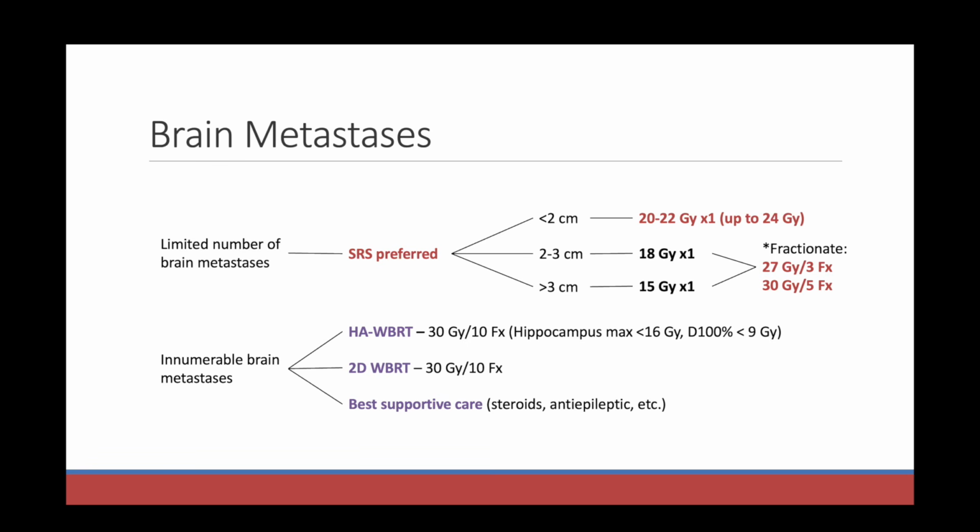If they have lesions that are in the hippocampal avoidance zone, then just a 2D whole brain plan to 30 gray in 10 fractions is an option. And if they're very poor performance status, then best supportive care is also an option, where we just give things like steroids, anti-epileptics, manage pain, manage whatever symptoms.